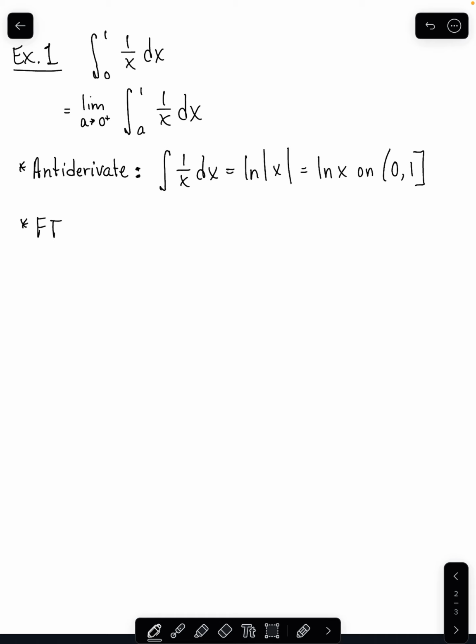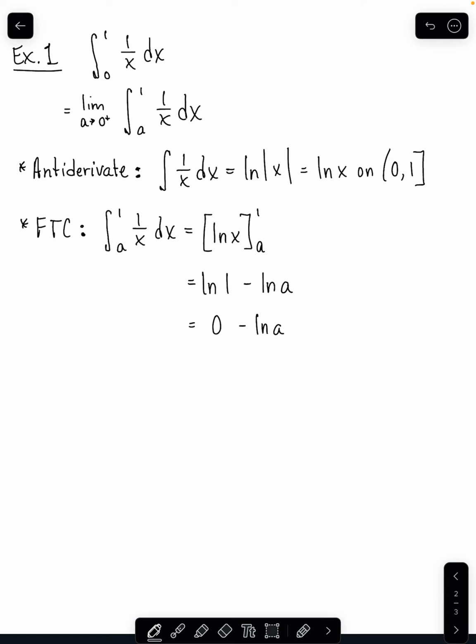Our second step then is, of course, to apply the fundamental theorem of calculus to the integral from a to 1 of 1 over x dx, which would be the antiderivative, the natural log of x, evaluated at 1 minus the evaluation at a. Where, of course, the natural logarithm of 1 is 0, and thus we are left with negative natural logarithm of a. Our last step, then, is, of course, to evaluate the limit.